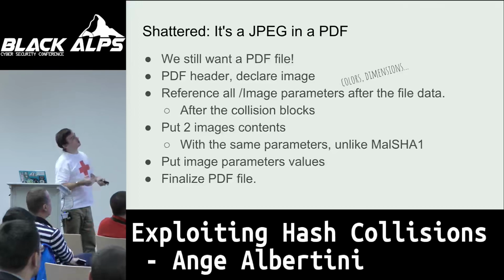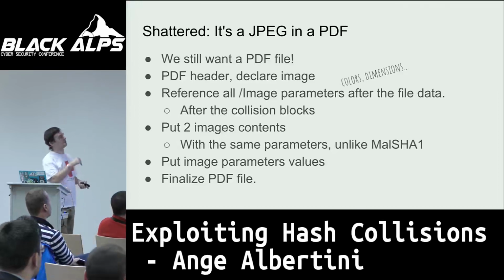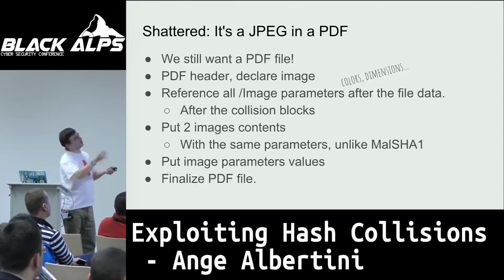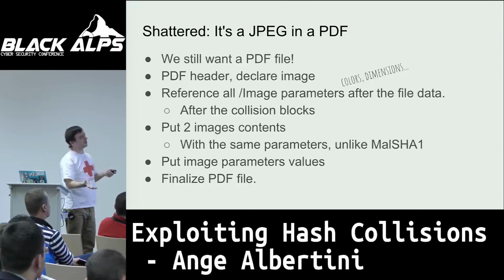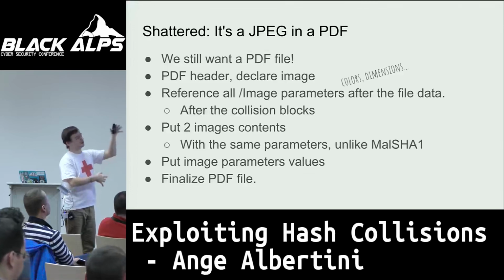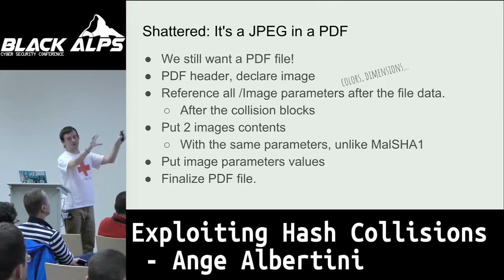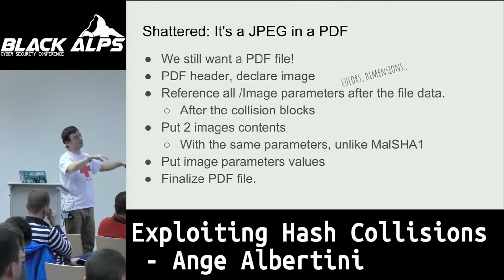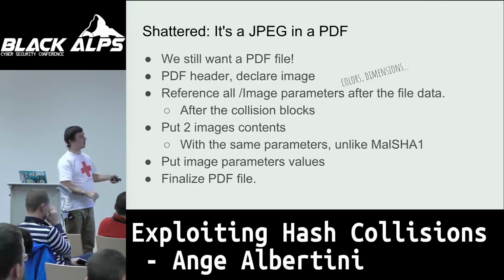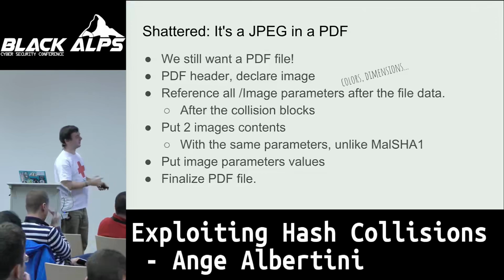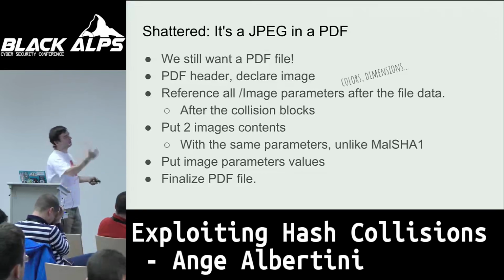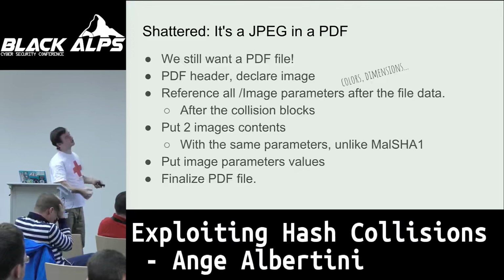So basically, Shattered is a JPEG in a PDF. So far I was talking about JPEG, but we still want a PDF file. The PDF prefix declares the header, declares the image, then references all the image parameters later in the file so that they can be updated once the computation is done. Then you put the two image contents, and you split the top image with all this scan trickery. Because they point to the same parameters, they have to have the same dimensions, which we didn't need in SHA-1. Then you put the data, you put the values, and you finalize the PDF file.